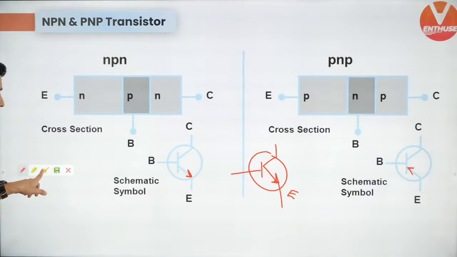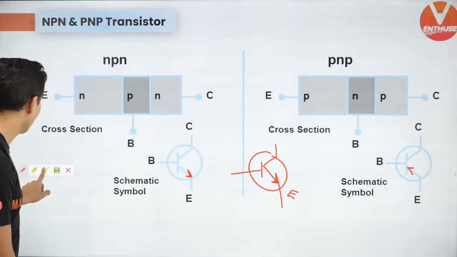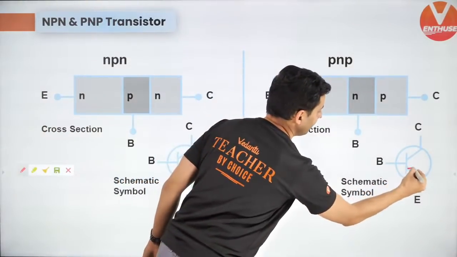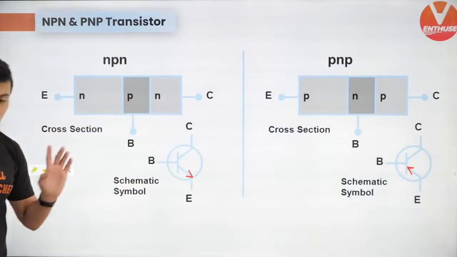I think that arrow mark was not visible, so I've just shown that arrow mark in case you are not able to see. This arrow mark was here. Maybe in your PDF, you will be able to see it clearly. Right now, it is not seen.